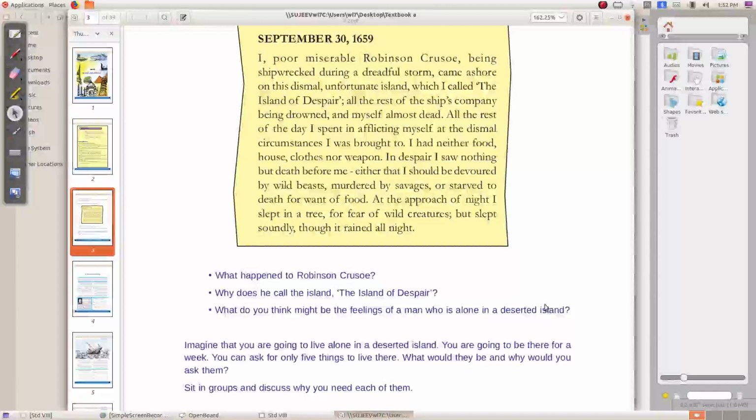Why does he call it the island of despair? Because there was no hope in that island. So before going into detail about the questions, shall I do one thing? Shall I show you a short video of Robinson Crusoe? Right.